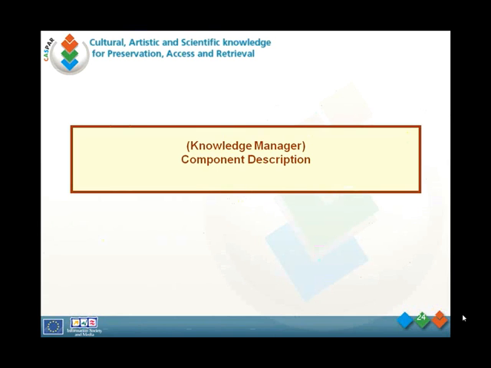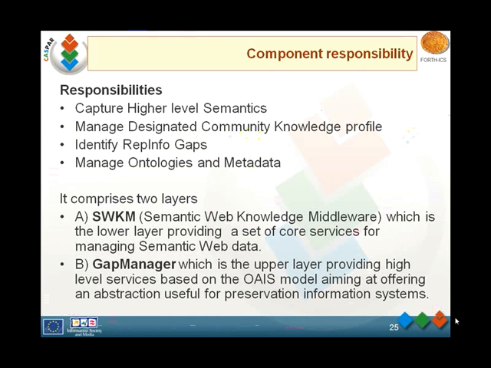Now we'll see an overview of the software for all these tasks. This is what we call Knowledge Manager in CASPAR. It comprises two layers: a semantic web knowledge middleware, which is the lower layer that provides a set of core services for semantic web data managing, like storing, querying, updating, and so on. And on top of this, there is another layer responsible for the dependency management and intelligibility gap, which we call Gap Manager.